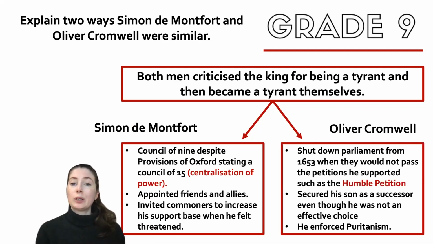And Oliver Cromwell, he shut down Parliament from 1653 when they would not pass the petitions he supported, such as the Humble Petition. He secured his son as a successor, even though he was not an effective choice. He enforced Puritanism with very, very little tolerance across the country. The pieces of evidence I've put in red are really those grade 9 ideas, that information that you've only got because you have gone and researched it, you've read some articles, you've really expanded your knowledge base on these subjects.